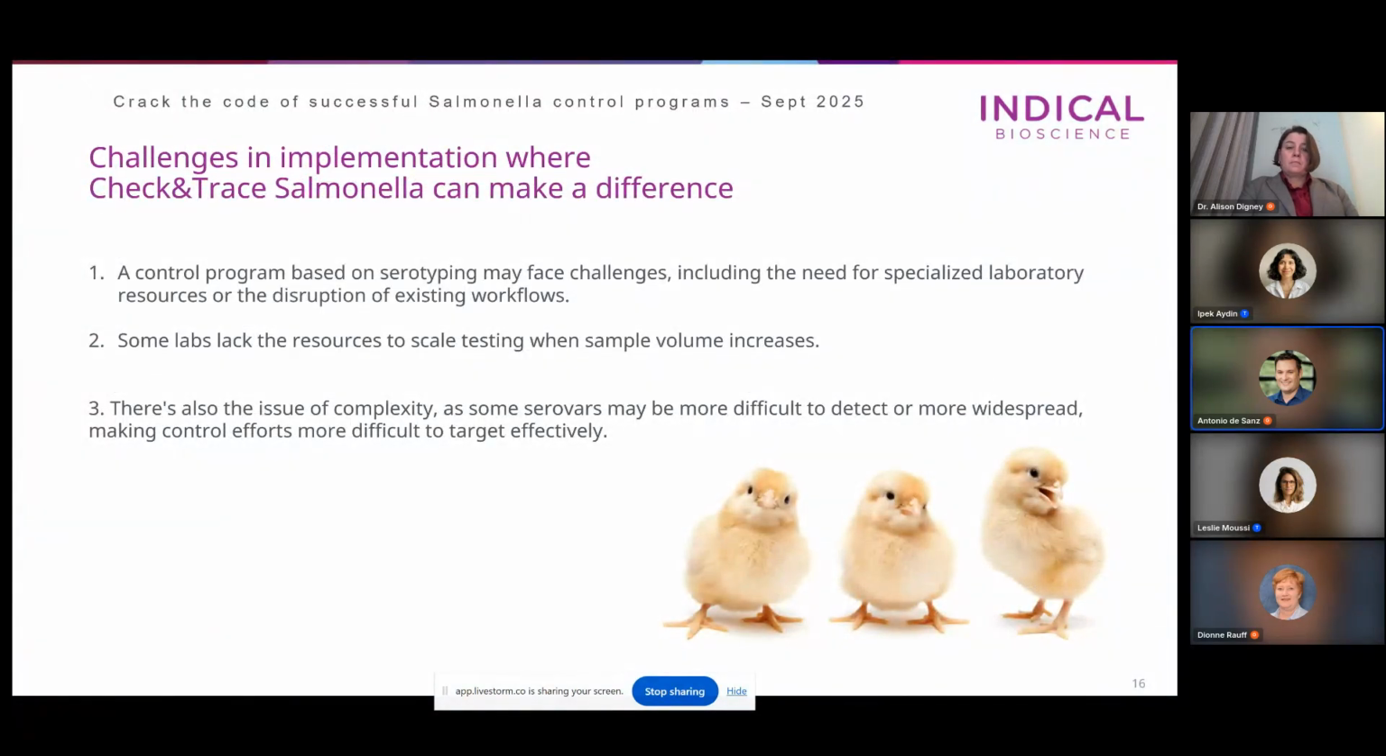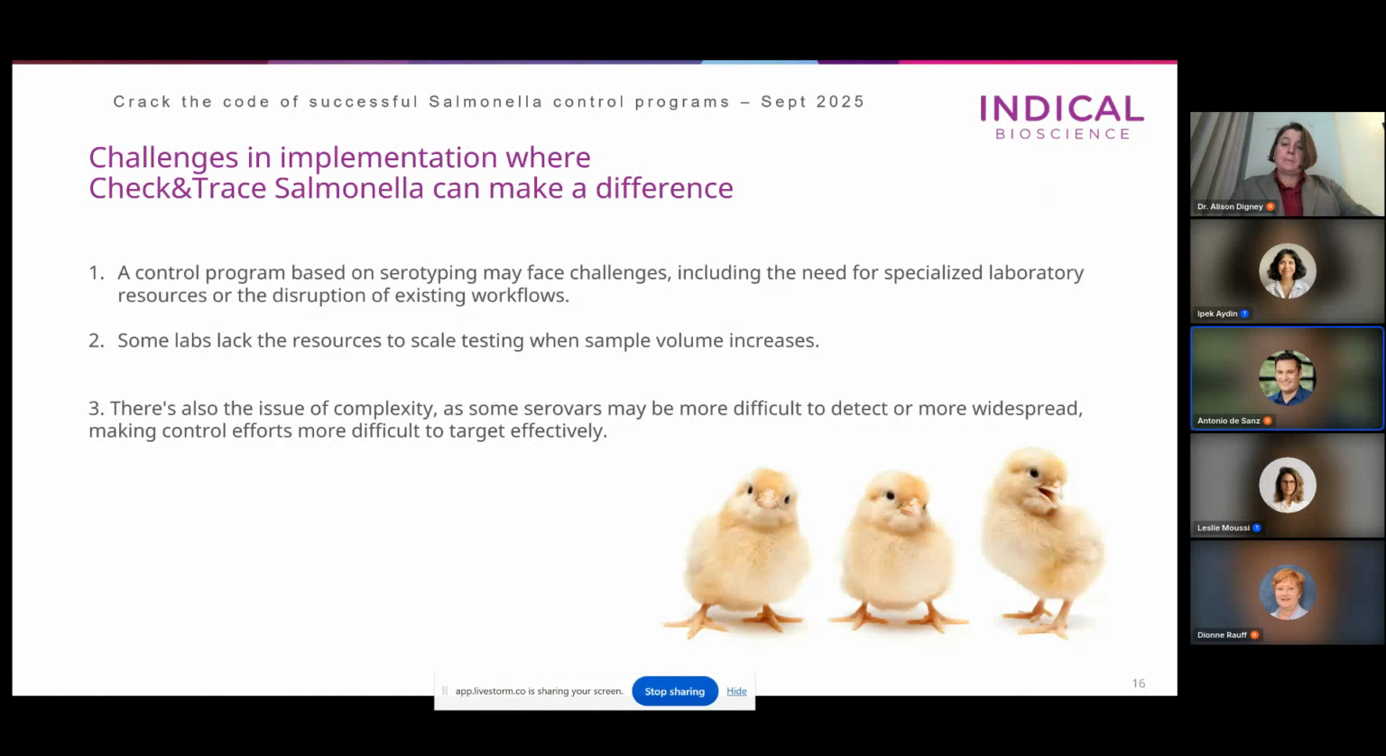Go on. Of course, there are challenges on implementing Check and Trace in any lab, and that can make the difference. One of the challenges that we have been encountering lately is that a control program based on serotyping may face challenges, including the need for specialized laboratory resources or the disruption of existing workflows. So you are used to the workflow, and the people in the lab are also not open to new technologies. That is important to understand, again, that we need the new technologies to be able to respond quickly to contaminations.